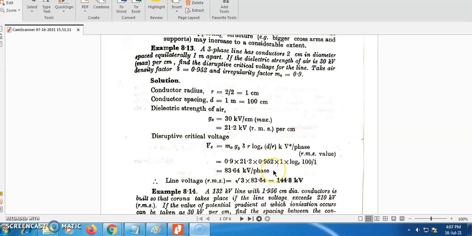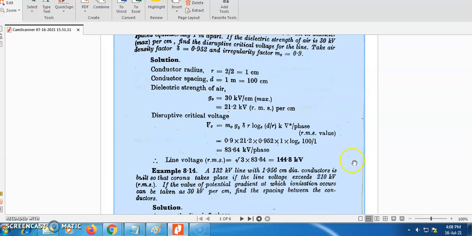which is the RMS quantity of the per phase quantity. Now if you convert into line quantity, you need to multiply by √3, and 83.64 multiplied by √3 will give 144.8 kV, right? This is the first example.